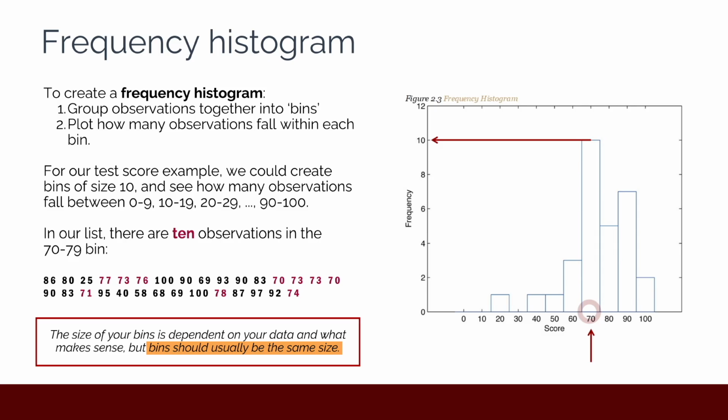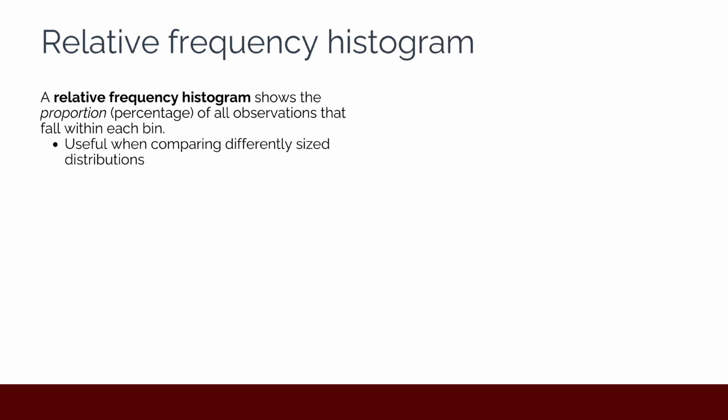So what we've done there is a frequency histogram. What's also useful is what we call a relative frequency histogram. This is particularly useful when we are comparing different sized distributions. Because for a relative frequency histogram, instead of showing the number of observations that fall into each category or each bin, we rather show the percentage of our data that falls within that.